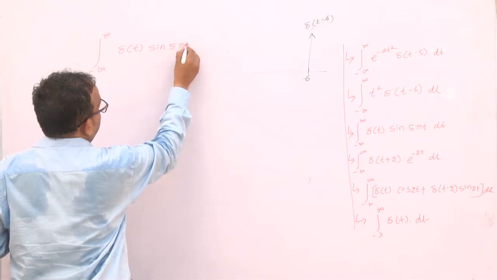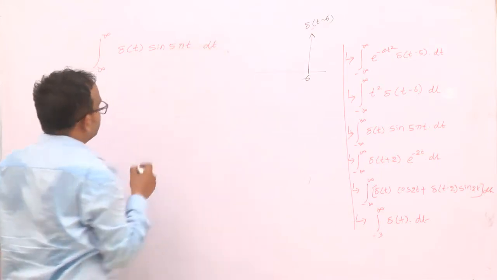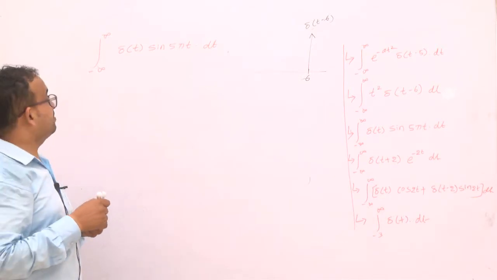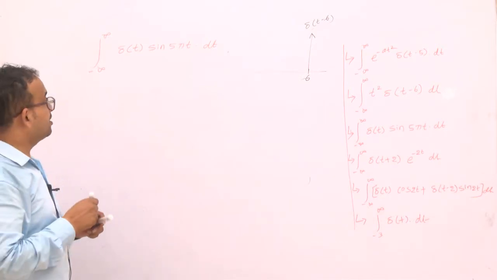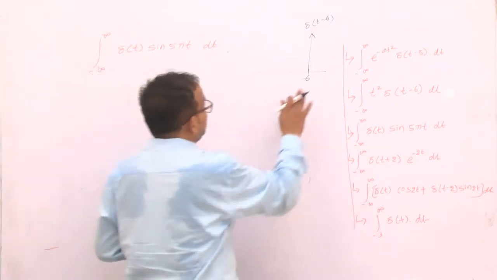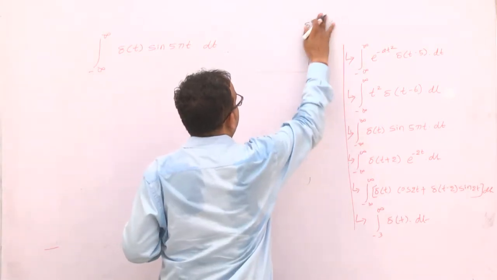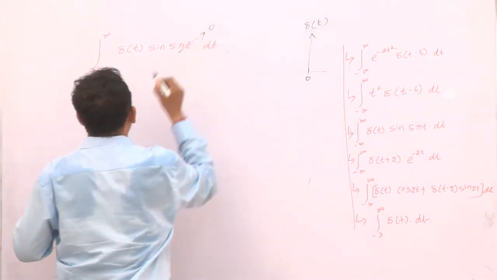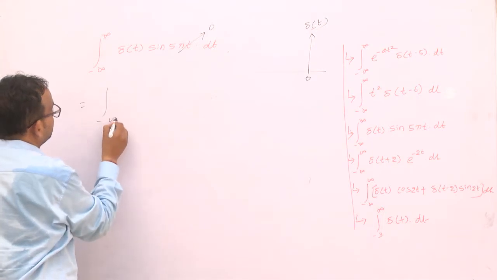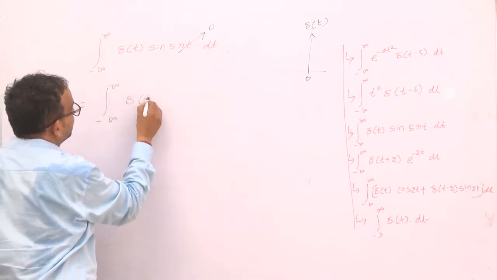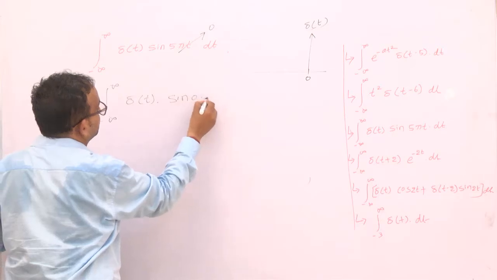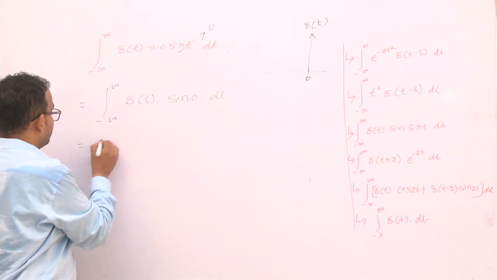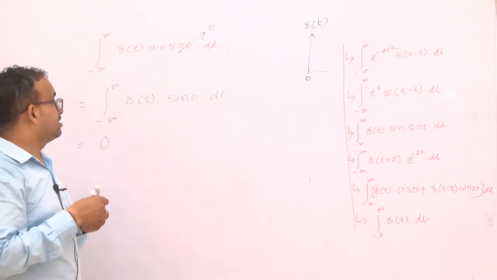So the next one is the integral of delta t sin 5 pi t dt from minus infinity to infinity. This is also very easy. How to write? Delta t means delta t is present at t equal to 0. So this t will be replaced by 0. What can you write now? The integral from minus infinity to infinity of delta t sin 0 dt. We know that sin 0 is equal to 0. So this will be 0. Right?